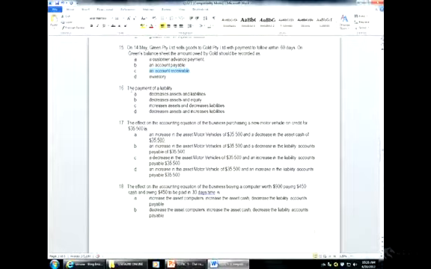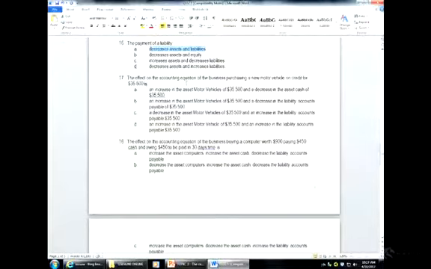The payment of a liability, again, go to the accounting equation. When you pay off a liability, you're paying it in the form of cash. So your cash, which is an asset, decreases, and you're paying off a liability, so your liability also decreases. So the correct answer is decrease in an asset, decrease in a liability.